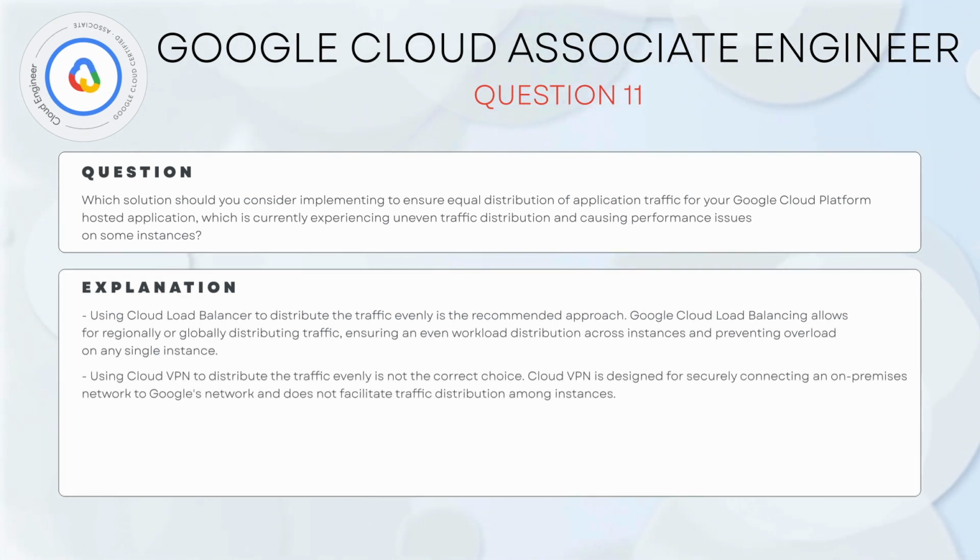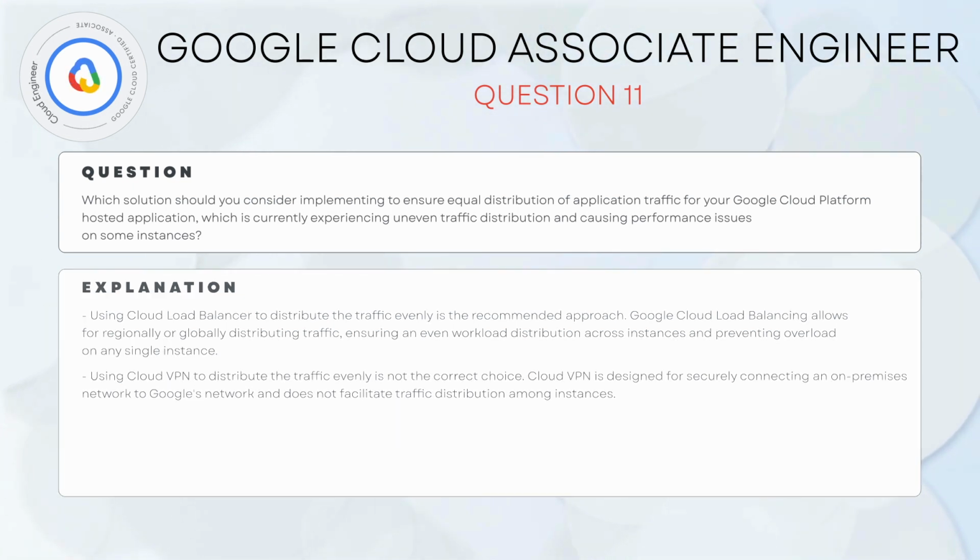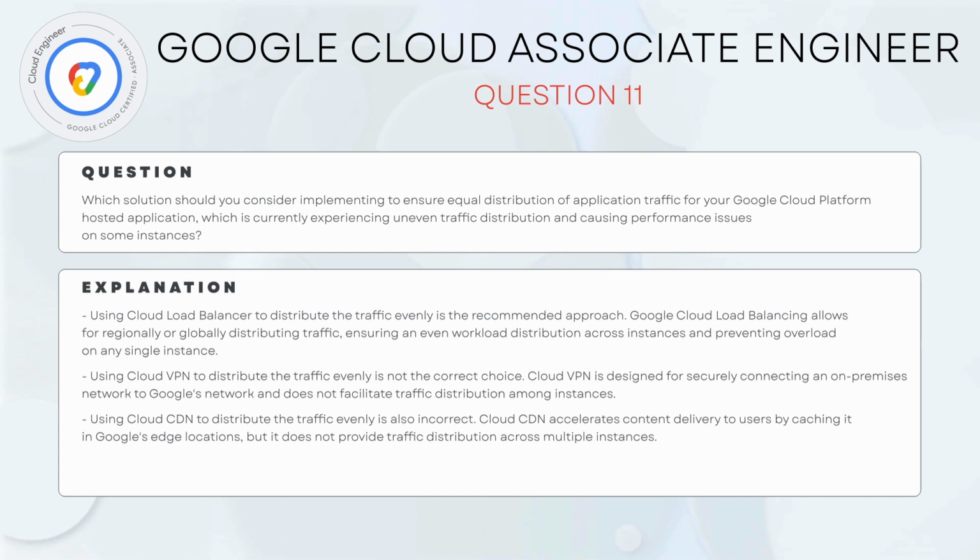Using Cloud VPN to distribute the traffic evenly is not the correct choice. Cloud VPN is designed for securely connecting an on-premises network to Google's network and does not facilitate traffic distribution among instances. Using Cloud CDN to distribute the traffic evenly is also incorrect.